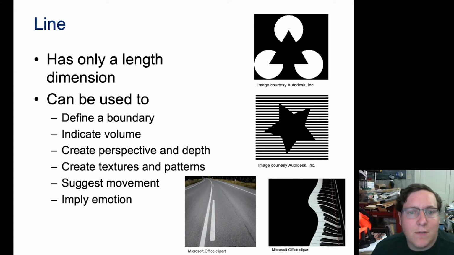We can use them to define a boundary. So when we're seeing the line creating the triangle, we can use it to indicate the volume of an object, how we're actually using the lines to make it perceived to have a star in there, we're able to help define that volume. We can use it for perspective and depth, things like what we're seeing with the road, a long line because we're close, but a shorter but equivalent line physically as it gets closer to the horizon.